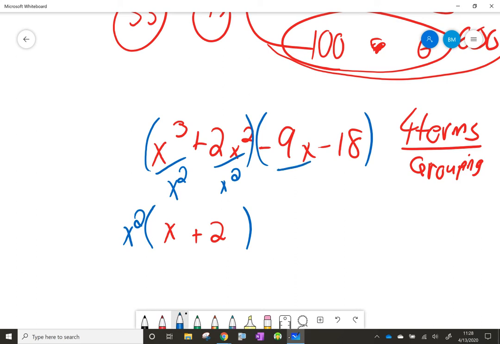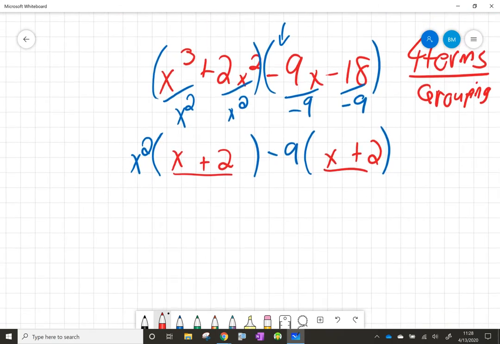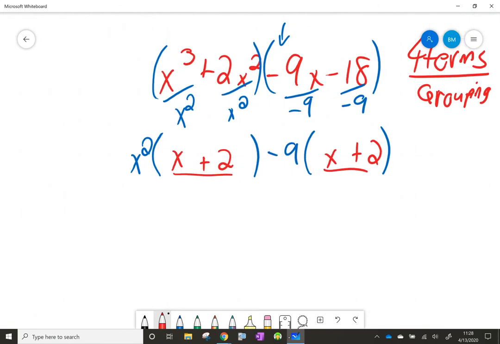The second group, they both can be divided by 9. And since this first term is negative, we'll factor out a negative 9. So we'll bring that out, which leaves us, let's put that back in parentheses, with regular x plus 2 again. So as we're expecting to see, we have the common binomial factors. So that means my answer, the inside part is x plus 2, and the outside part is x squared minus 9.